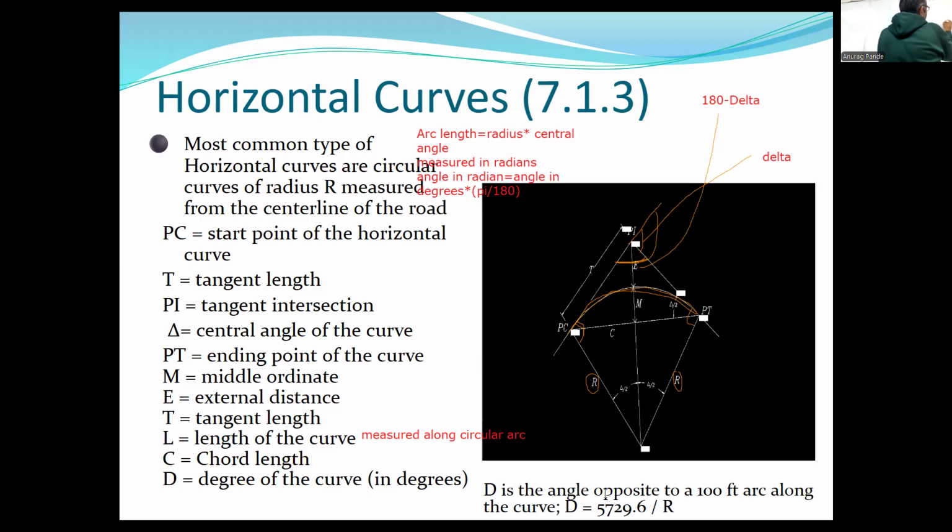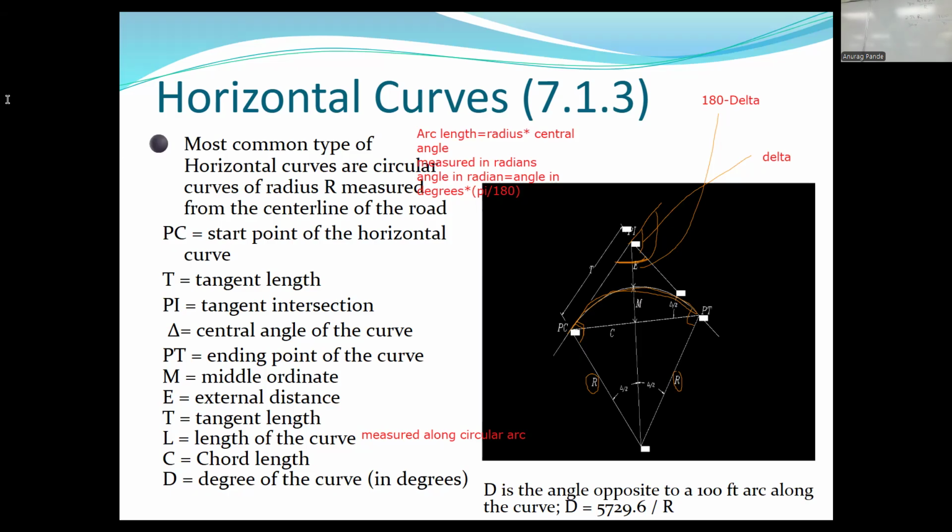If I want to find the degree of curvature D for a 100 feet arc, this is the relationship: 2 pi R over 360 equals 100 over D. They should be equal, because they're part of the same circle, and I'm trying to find the central angle subtended by an arc length of exactly 100 feet. If you solve this, you will find that D equals 5729.6 over R. So it's basically a proportionality between a full circle and a 360-degree angle versus a 100 feet arc length and D, the degree of curvature for any curve.